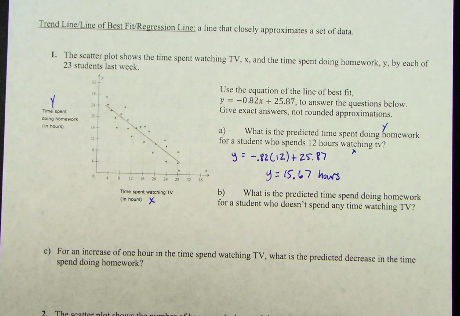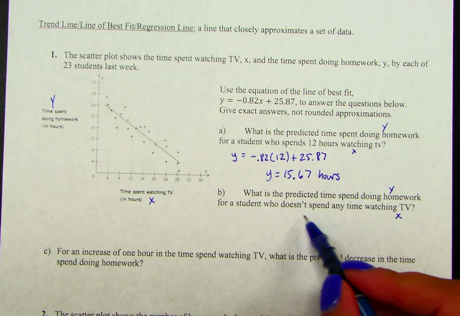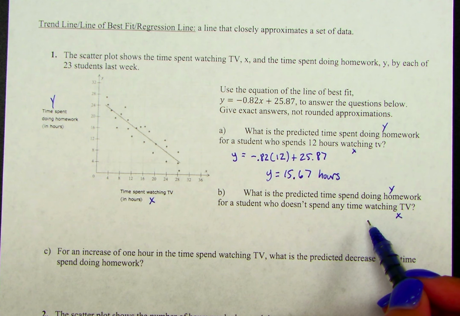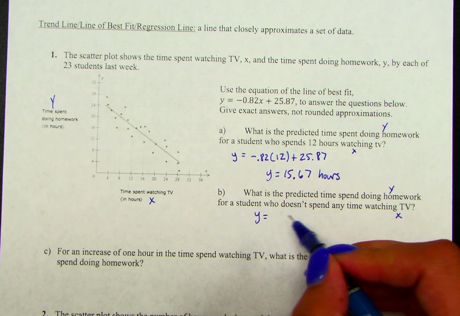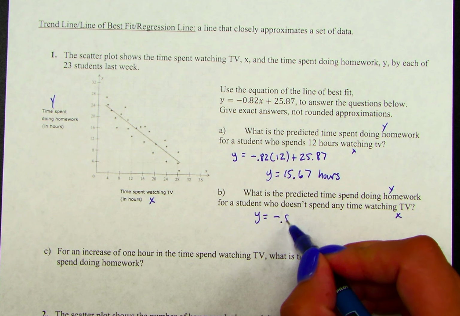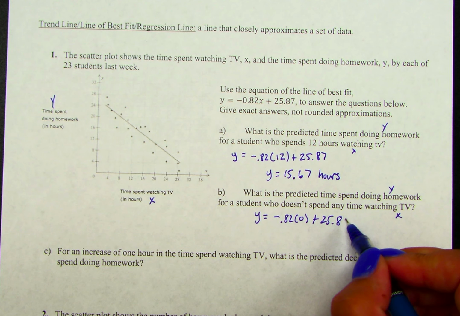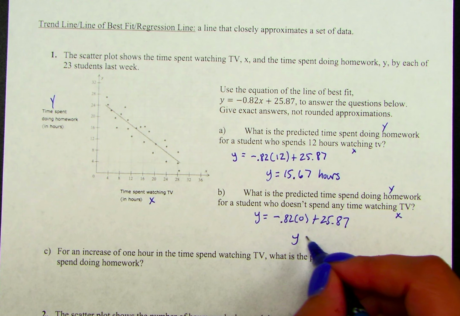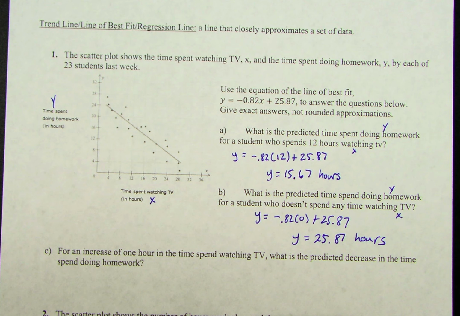The next question asks, what is the predicted time spent doing homework for a student who doesn't spend any time watching TV? Again, doing homework is the Y, time on the TV is X, and if I'm not watching any TV, that means I spent 0 hours doing that. So we're substituting 0 in for the X. Y equals negative 0.82 times 0 plus 25.87. So my answer for this would be 25.87, and again, my label will be hours.